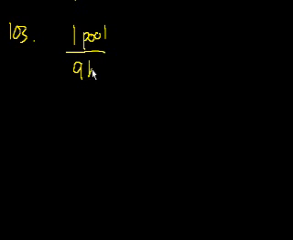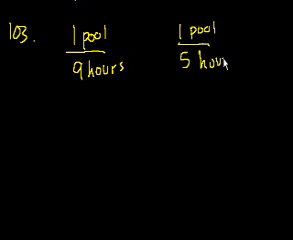Problem 103. The water from one outlet flowing at a constant rate can fill a swimming pool in 9 hours. So you could say one pool per 9 hours from one outlet. The water from a second outlet flowing at a constant rate can fill the same pool in 5 hours. So one pool in 5 hours. That's the second one. If both outlets are used at the same time, approximately what is the number of hours required to fill the pool?